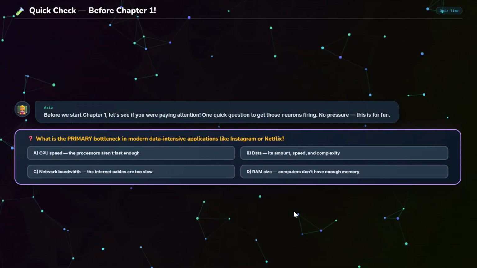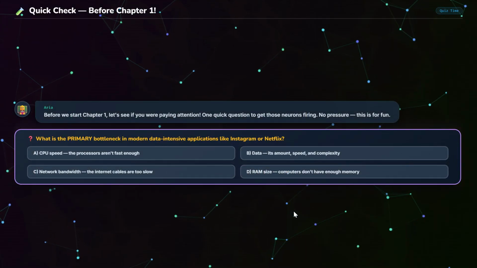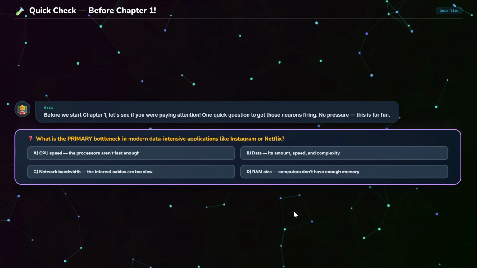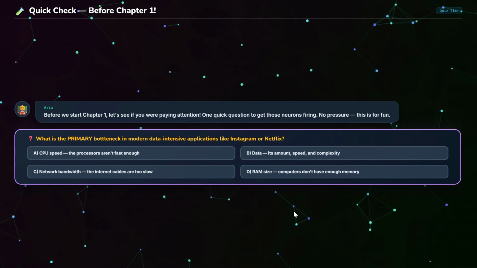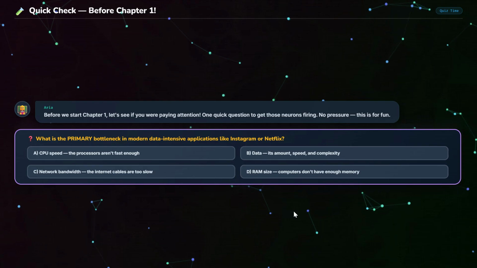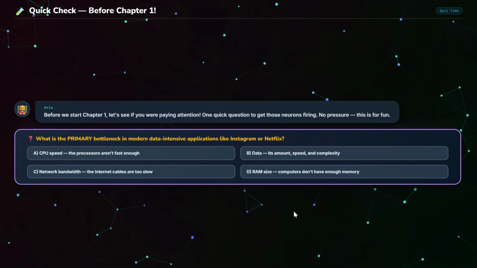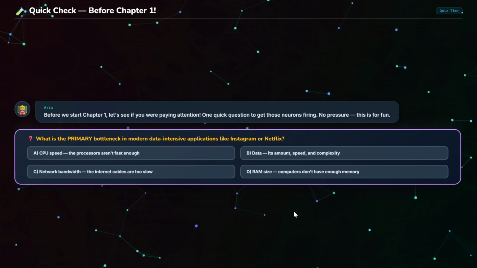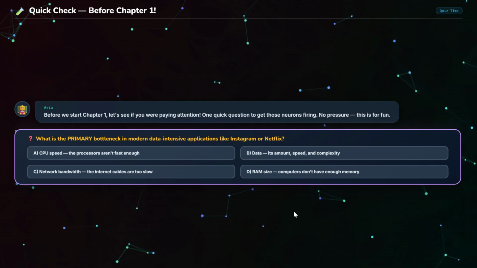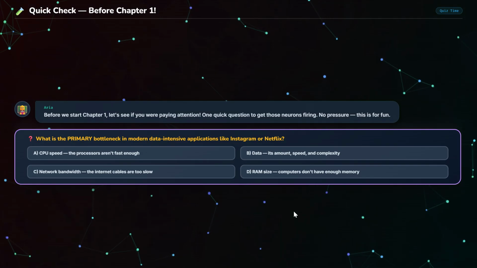Before Chapter 1 begins, let's do a quick check. This first quiz is based purely on the intro we just covered. Before we officially open Chapter 1, let us see if you were paying attention during the introduction. One quick question. No pressure at all, this is for fun and for keeping those neurons active.